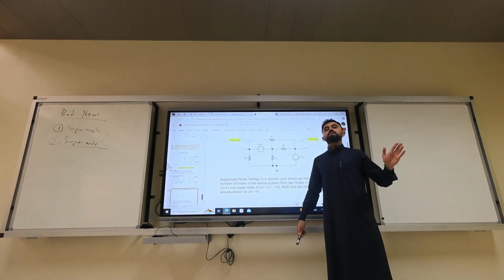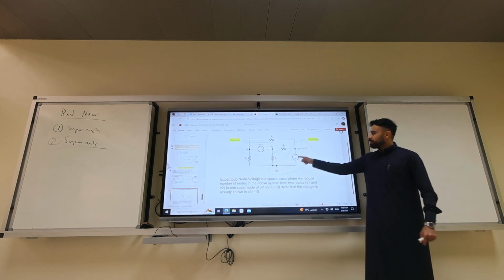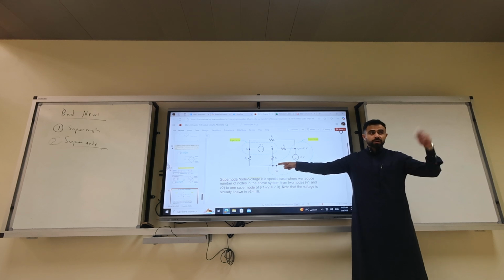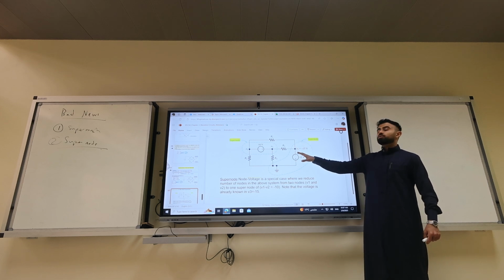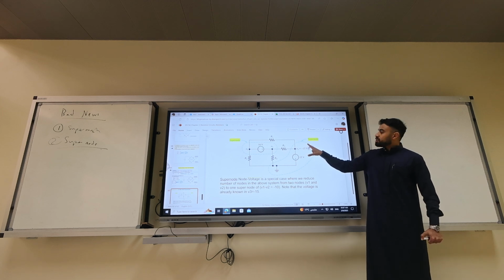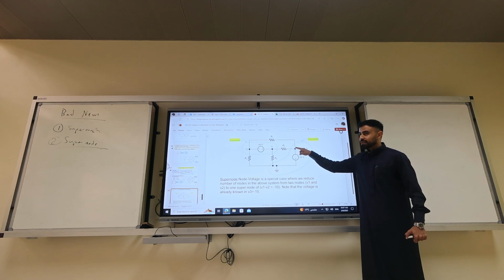This is what we did before indirectly. If you look at supernode 2, for example, what's the voltage at V3? It's minus 15. Before I told you, we already know V3, we do not need to calculate it. In reality, what we are doing, it was a supernode, but I did not tell you it's a supernode. So if you have a voltage source connected to the ground, you do not need to calculate V3.